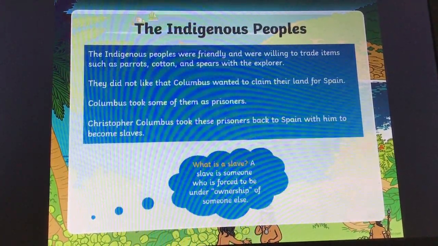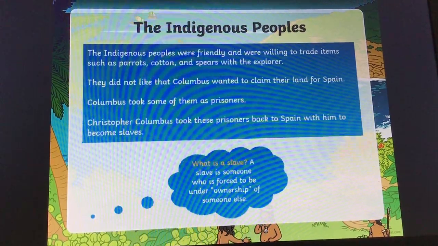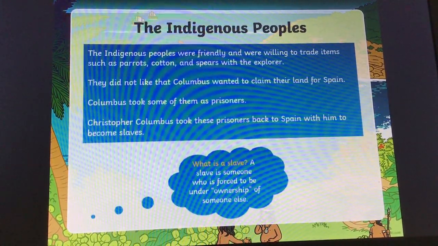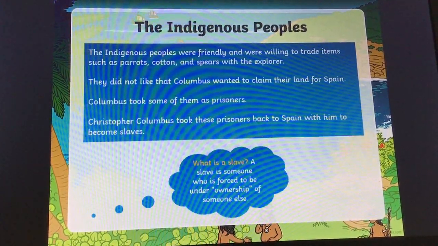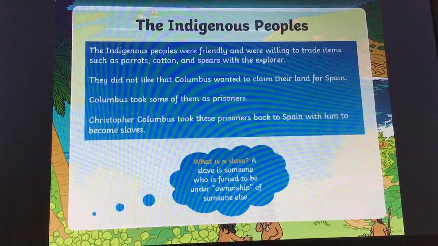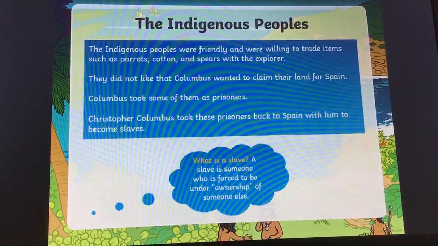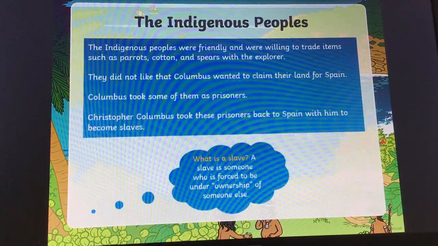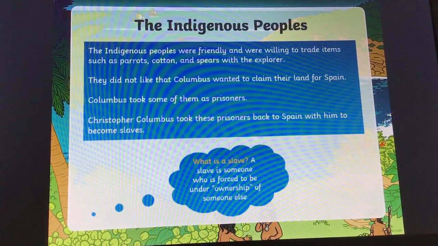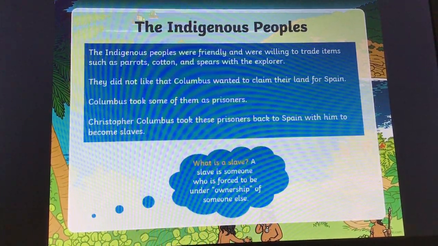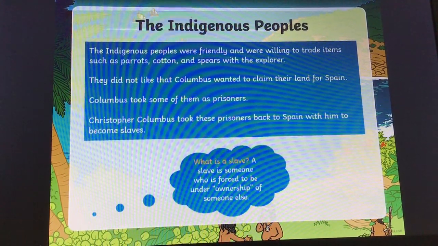It was new to him, but it wasn't new to them. The indigenous peoples were friendly and willing to trade items such as parrots, cotton and spears with the explorer. They did not like that Columbus wanted to claim their land for Spain. Columbus took some of them as prisoners, and he took the prisoners back to Spain with him to become slaves.